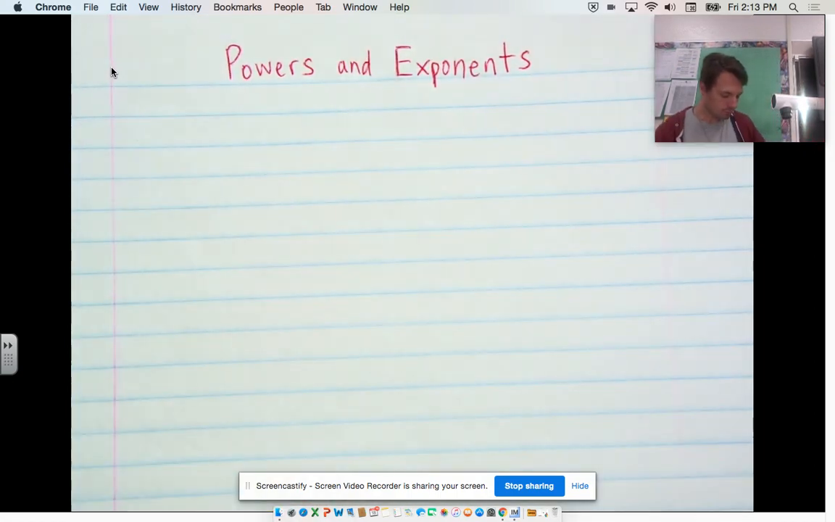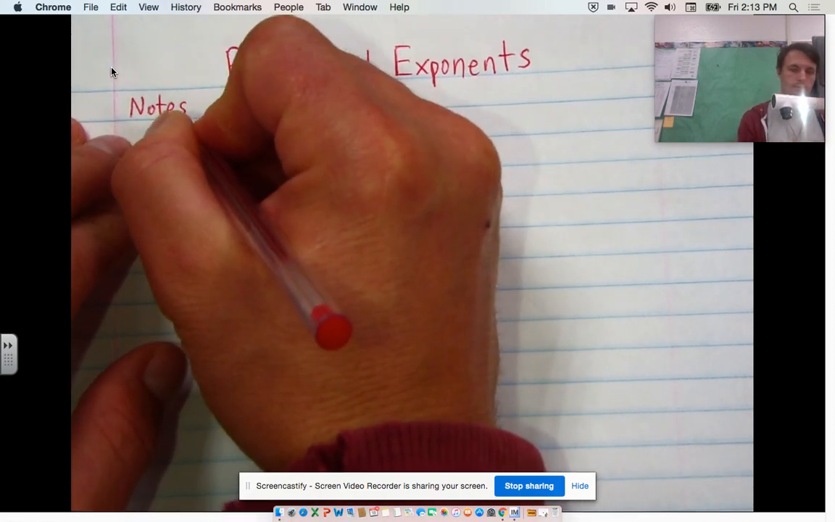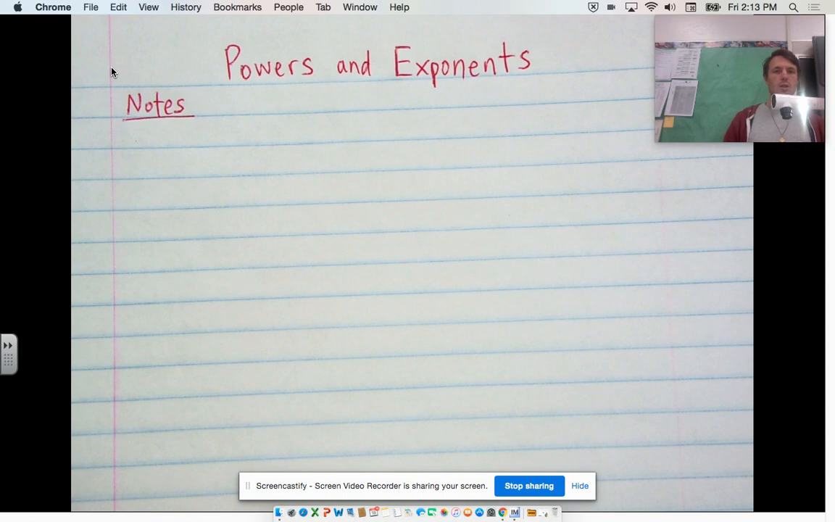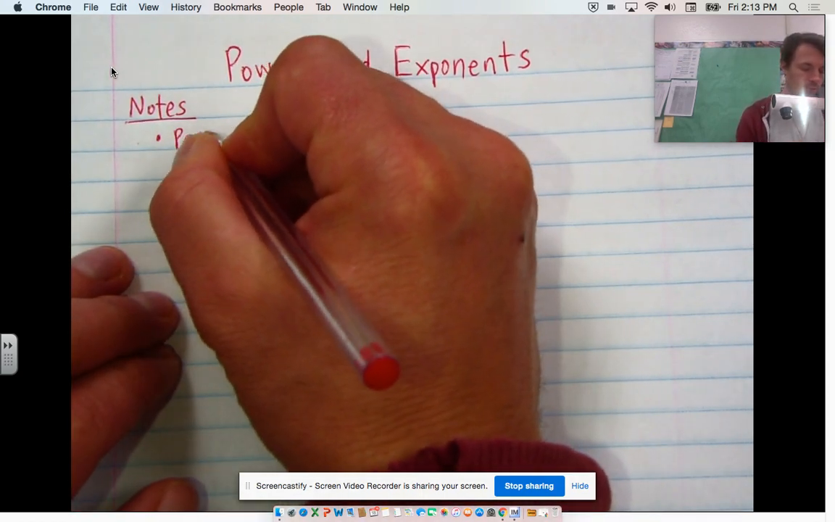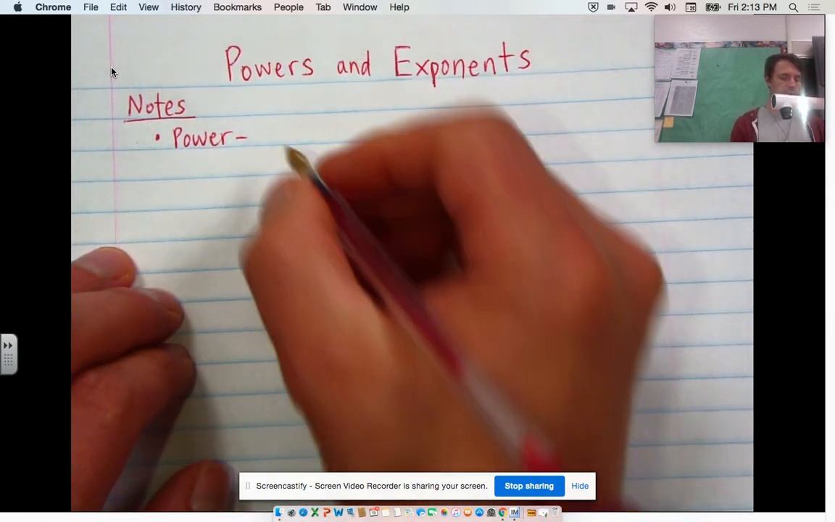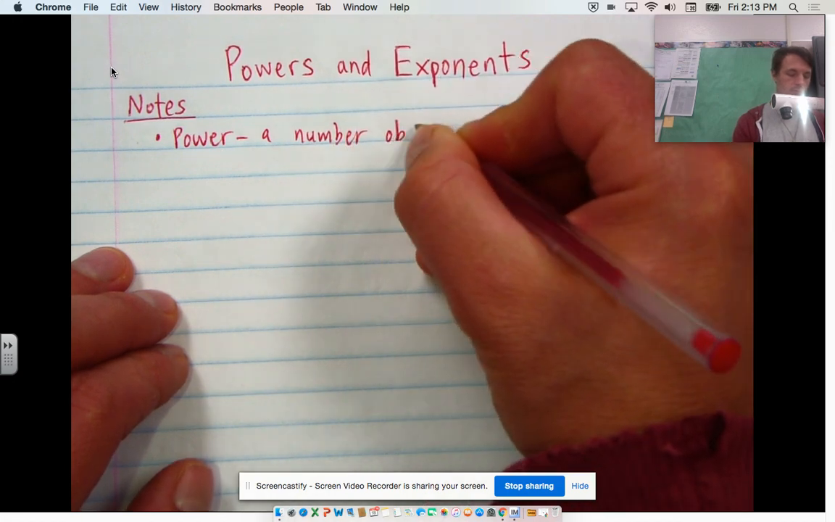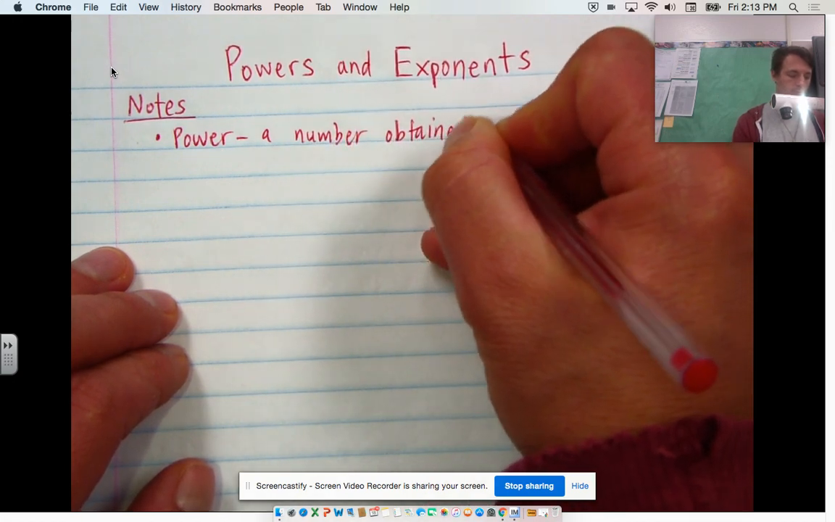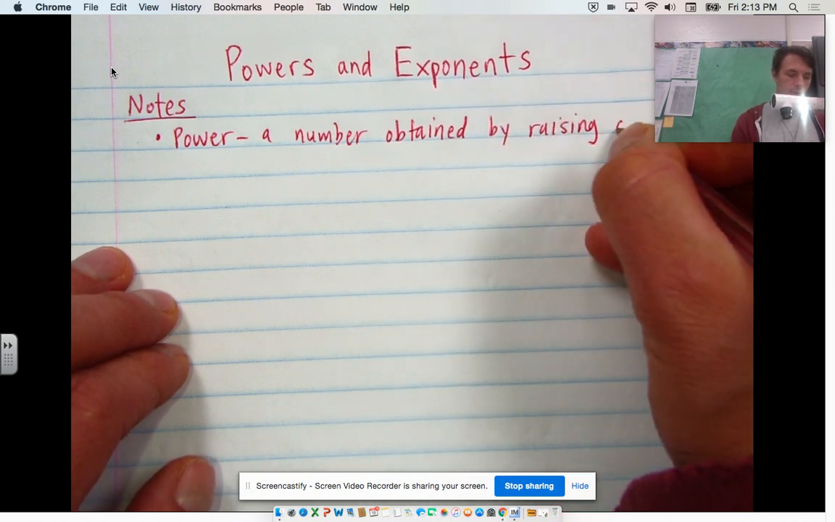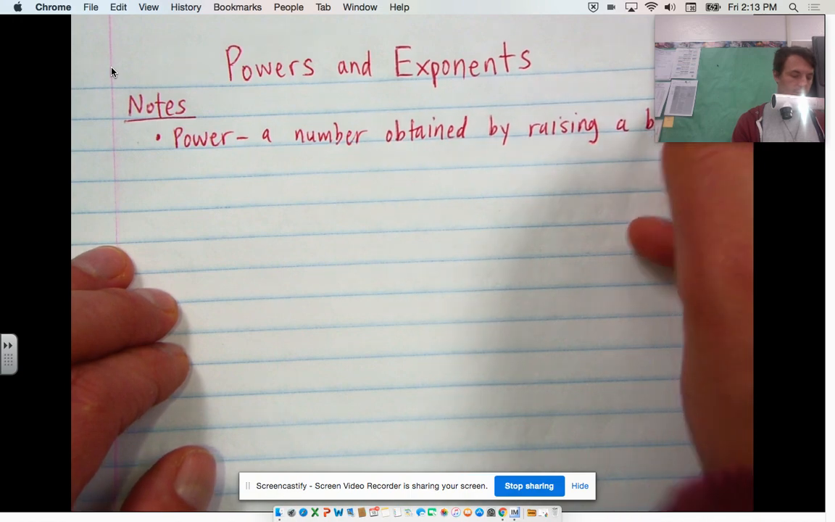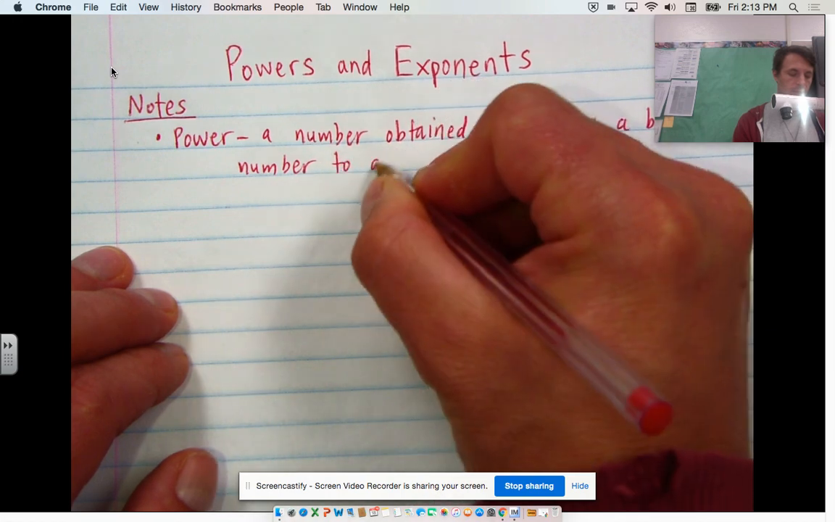Okay, let's start with some notes. And let's start off the notes with some vocabulary. First of all, power. A power is a number obtained by raising a base number to an exponent.